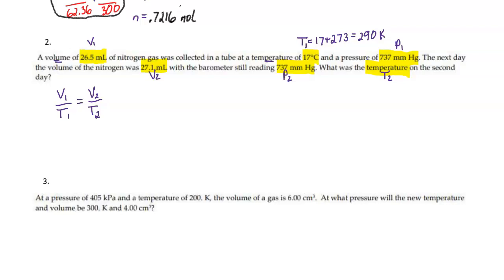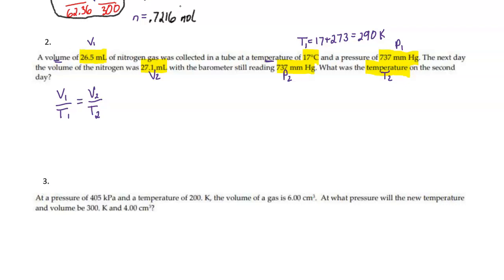If you accidentally use the combined law, then you're going to put 737 in place of both the P1 and the P2, and you'll still get the right answer at the end. So that's not going to mess you up if you don't notice that you can use this simpler formula.